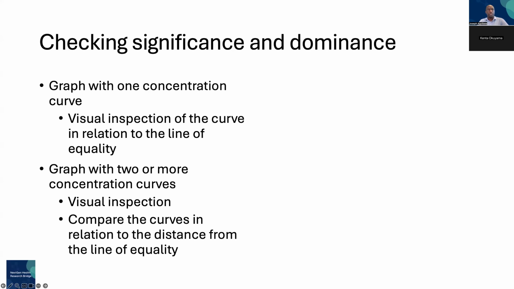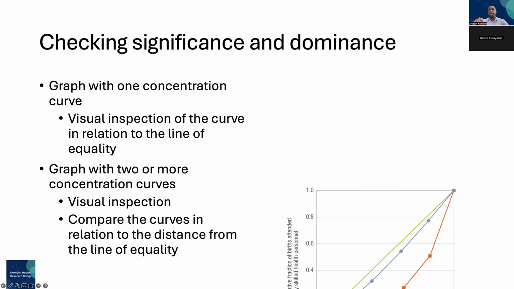But in the event that we have more than one concentration curve within the graph, for example, you are comparing inequalities in different countries, in this particular case, you can still use the visual inspection. And then in terms of the comparison, we can look at the position of the different curves in relation to the line of equality. And the farther the curve is from the line of equality, the more the inequality.